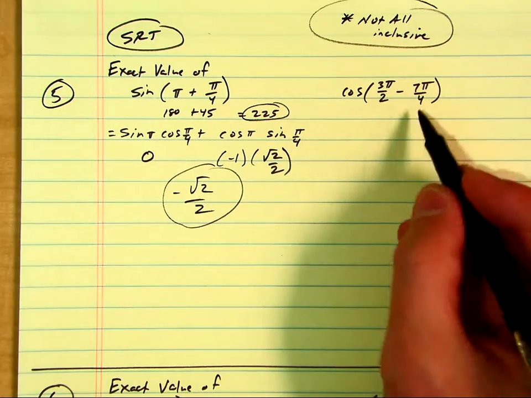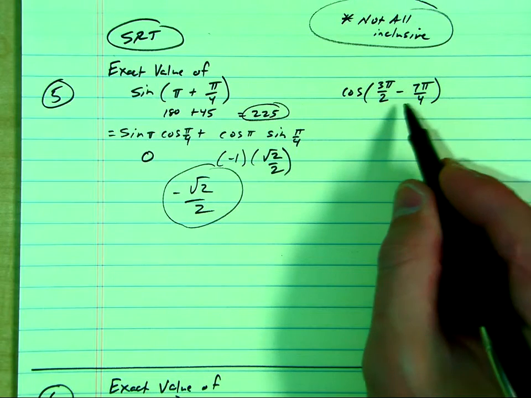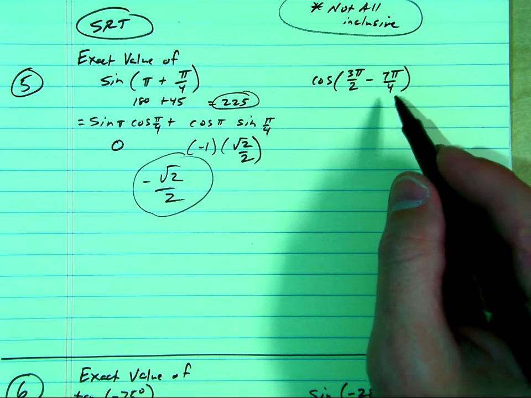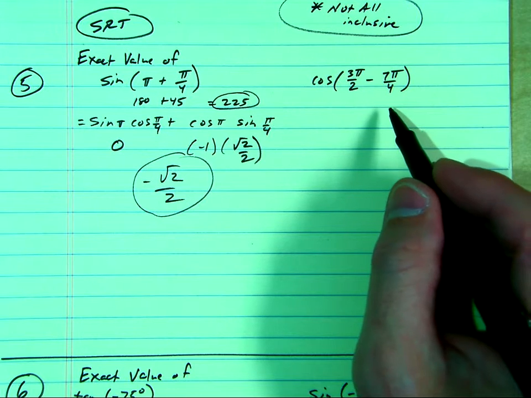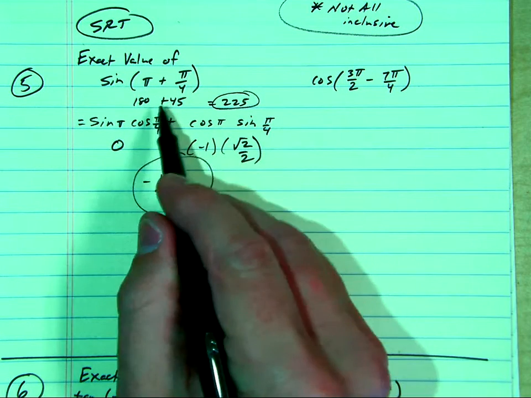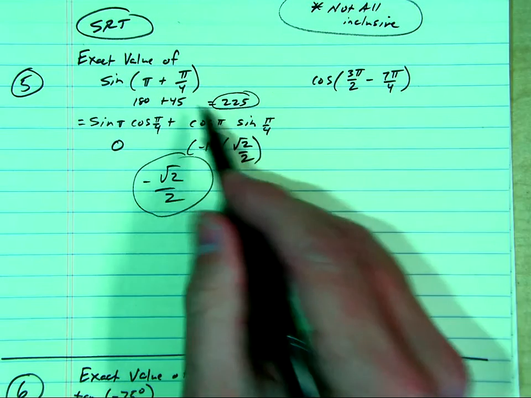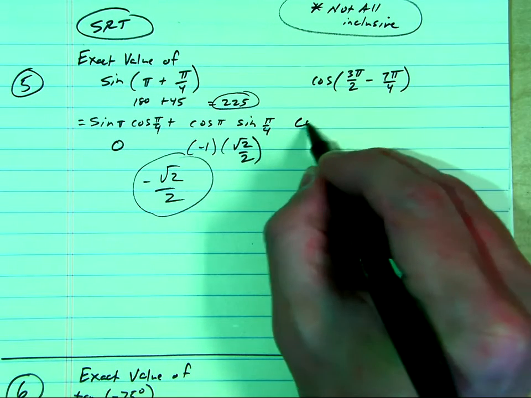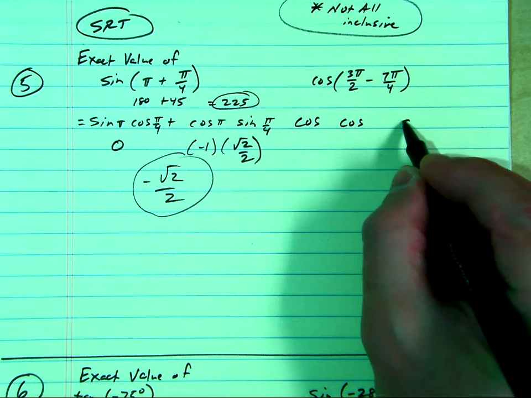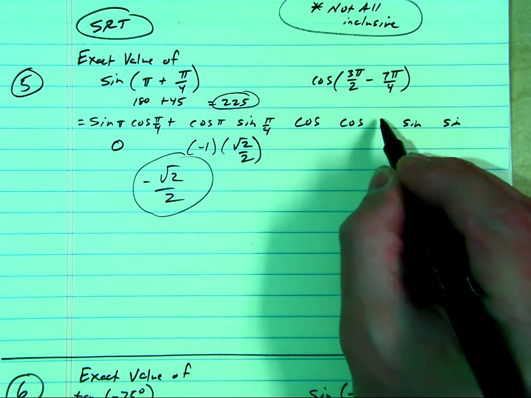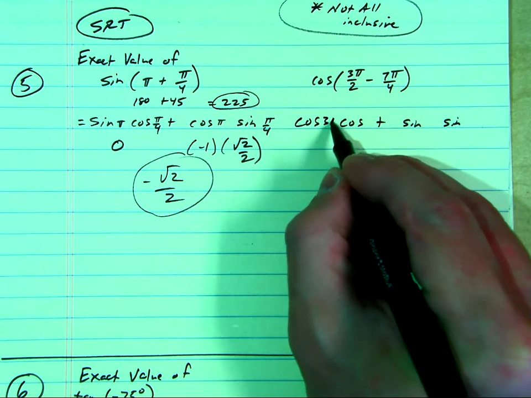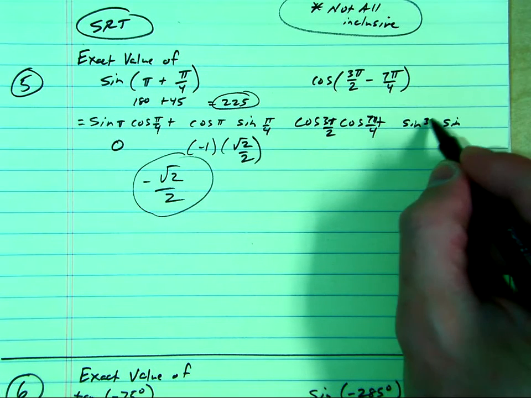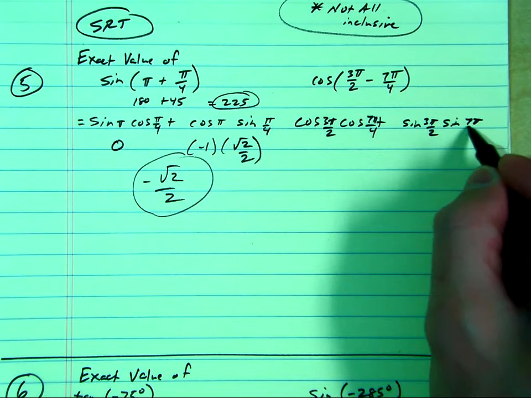Okay, here's one for you guys to practice. I came up with these numbers just off the top of my head. You need to show your work on the test, so you can't just add up the numbers in degrees and look at the unit circle. You have to show your work like this on the test. So cosine subtract is cosine, cosine, sine, sine, and it changes the sign. So this becomes 3 pi over 2, 7 pi over 4, 3 pi over 2, and 7 pi over 4.